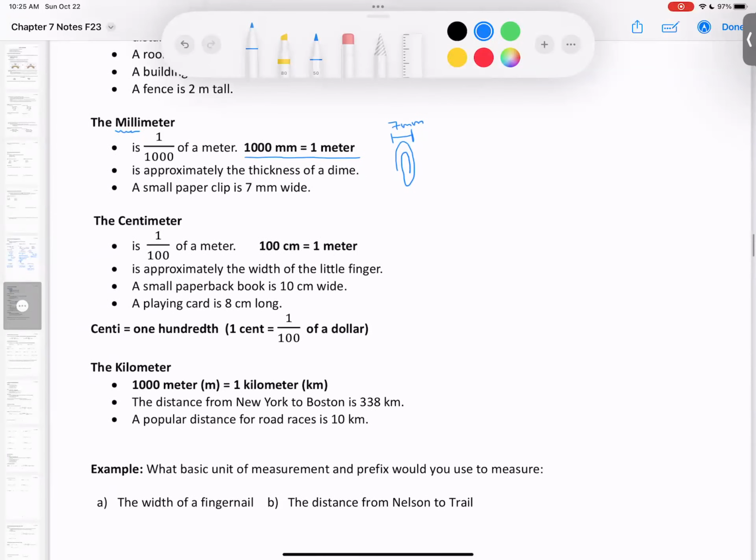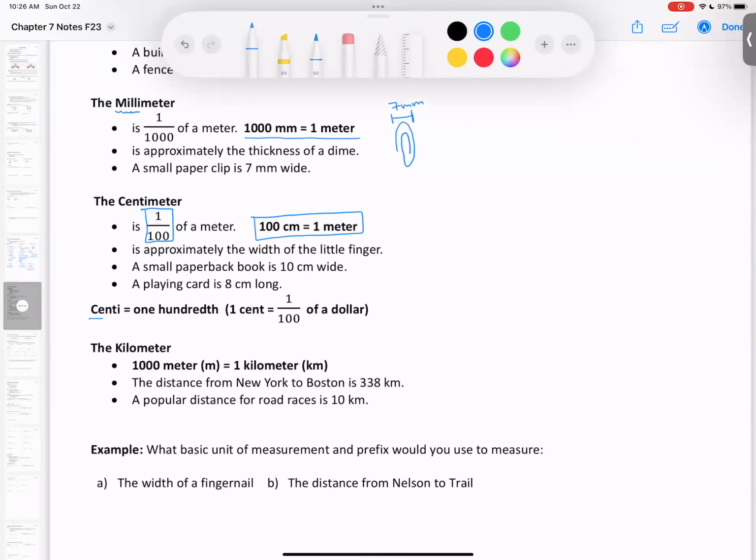Things to measure in millimeters are going to be quite small, like a paper clip or the thickness of a dime. A centimeter is 1/100th of a meter. So 100 centimeters equals 1 meter. If you have a standard ruler, that's how I tend to think about it. My standard ruler is about 30 centimeters long. 1 centimeter might be approximately the width of a little finger, a pinky finger. A small paperback book, not a textbook, might be 10 centimeters wide, or a playing card is 8 centimeters long. Those are all things you might want to measure in centimeters.